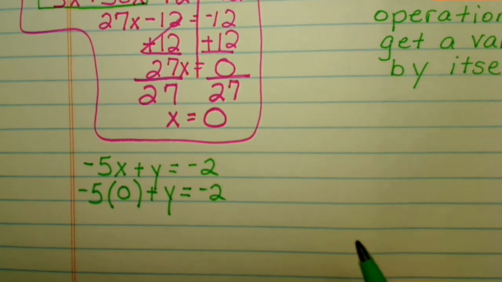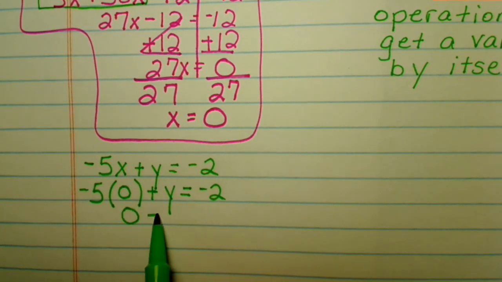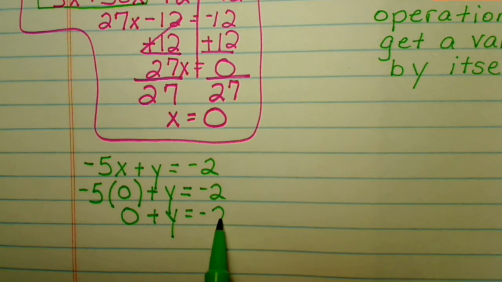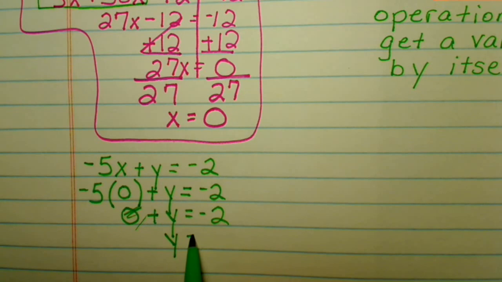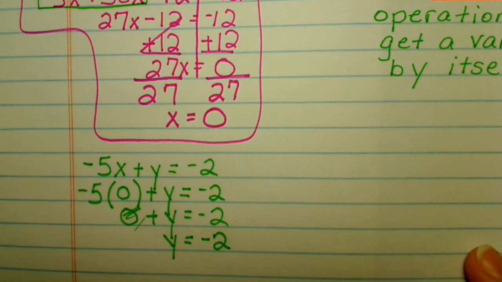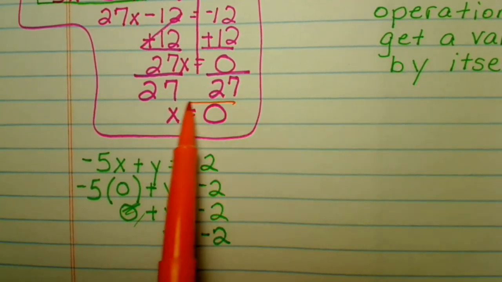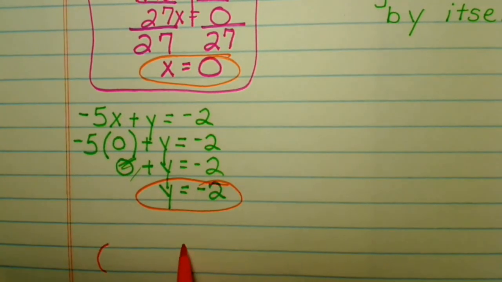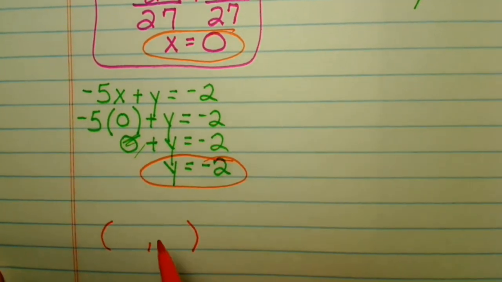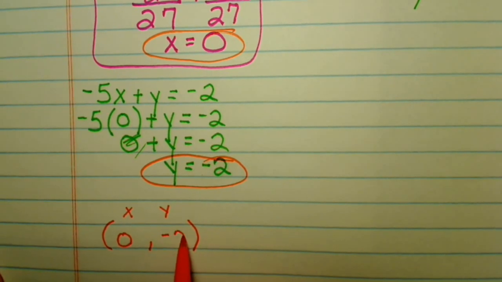Now I'm going to use the steps for solving a multi-step equation. Negative 5 times 0 is 0, which basically means you don't have anything here. So you have y is equal to negative 2. Well, we have our answer now. Because remember, your answer has to be the x and the y coordinate. So your final answer down here at the bottom is going to be 0, negative 2.